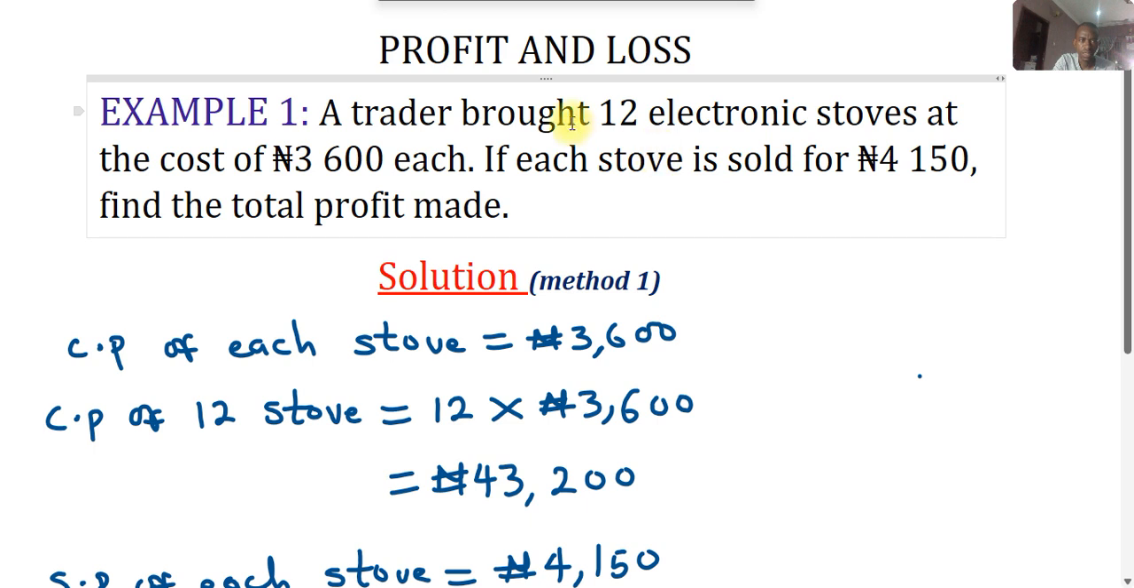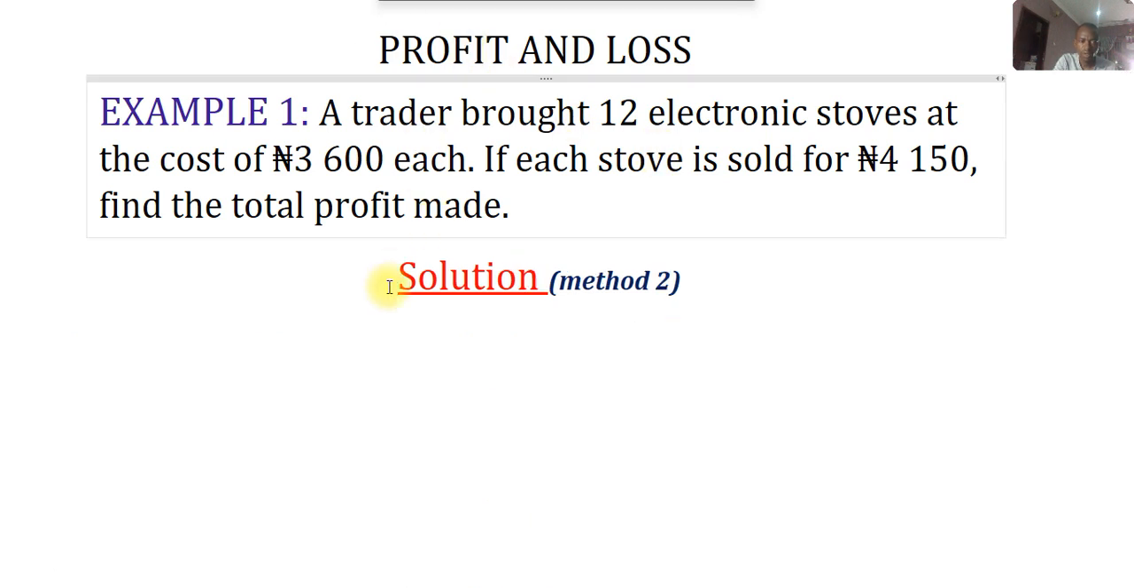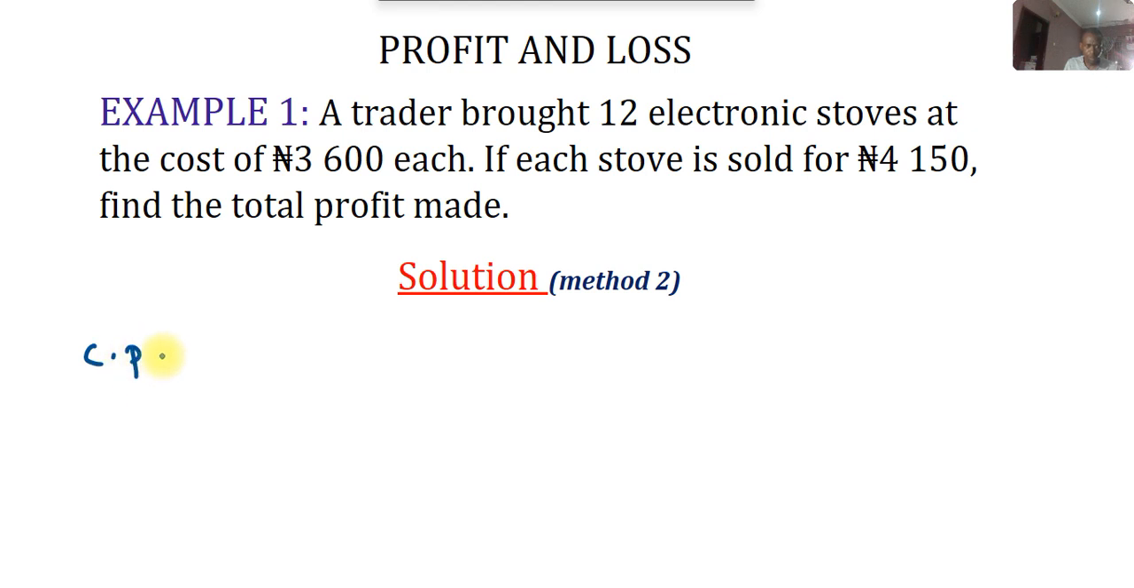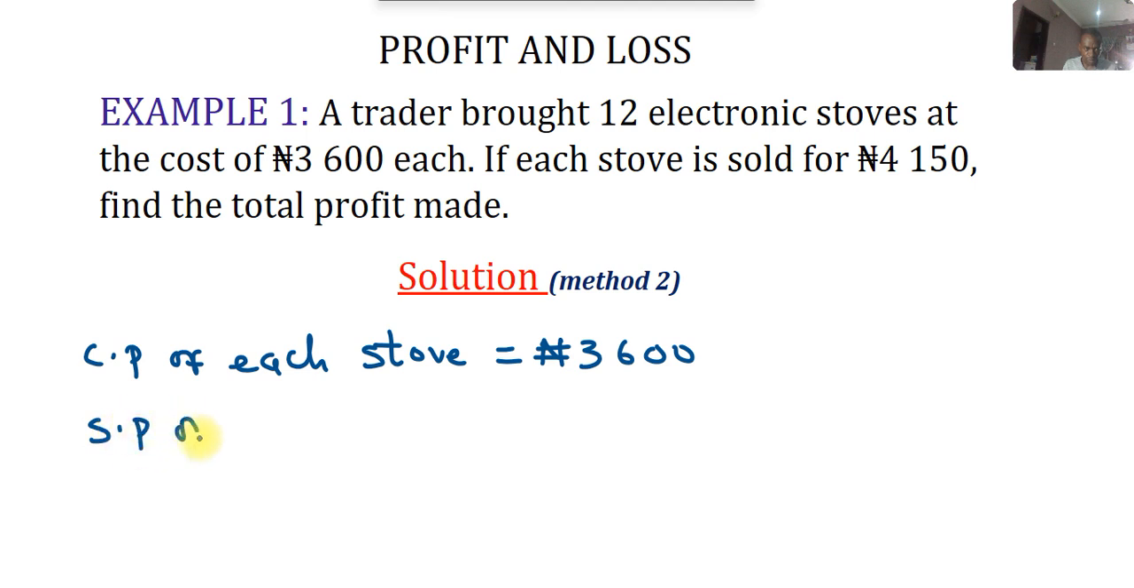Let's make use of another method. For method 2, we have the cost price of each stove given as 3,600 naira, and the selling price of each stove is given as 4,150 naira.